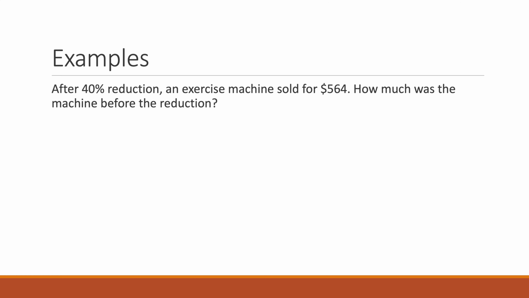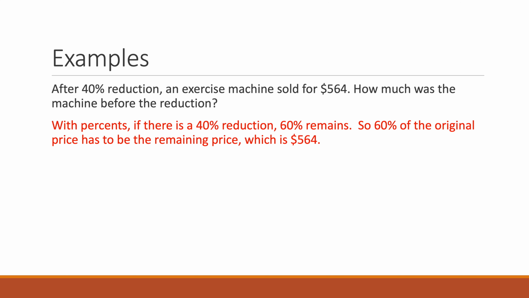Okay, little stop and start here. I'll go over the correct answers. Okay, with percents, if there is a 40% reduction, 60% remains. So 60% of the original price has to be the remaining price, which is $564. So 60% of the original price is $564. That's 0.60 times n is 564.